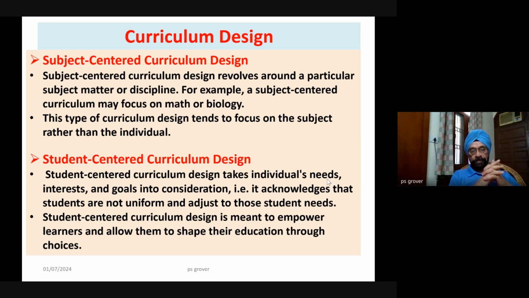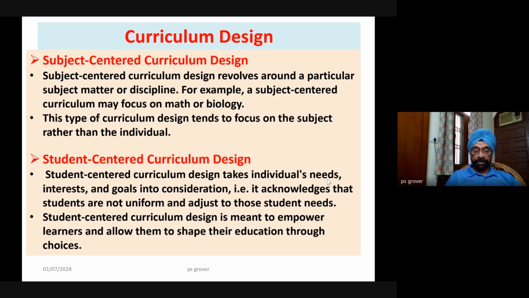Student-centered curriculum design takes individual needs, interests, and goals into consideration. That is, it acknowledges that students are not uniform, and adjusts to those student needs. That means there may be mixed students. The curriculum that is prepared addresses the needs of mixed students. That means there are certain bright students, there are certain weak students, and so on.